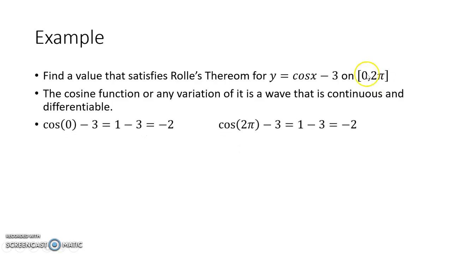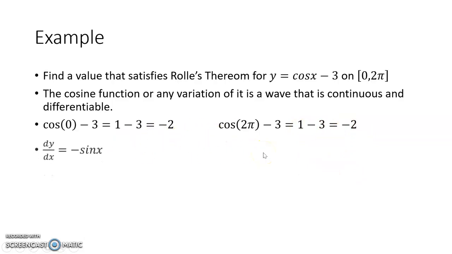And we can verify in this case that the cosine of 0, and these are radians, is 1, as you should know, just picturing the unit circle in your mind. 1 minus 3 is negative 2. Cosine of 2 pi, now 2 pi is the same place on the unit circle, so cosine of 2 pi is likewise 1. Again, make sure your calculator's in radian mode if you're using it. 1 minus 3 is negative 2. So because these match, we can use Rolle's theorem.